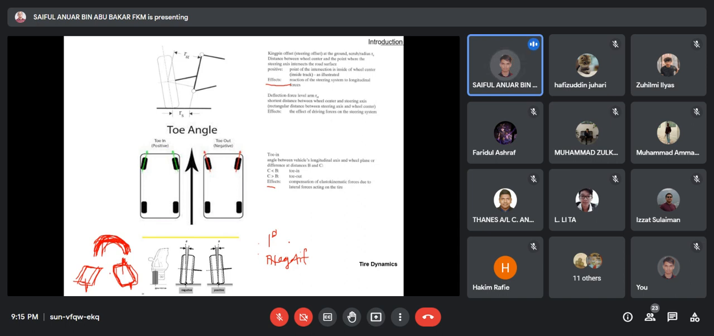Okay, for the front you can adjust it. There are two types of adjustment for the front. Basically, they're going to adjust the strut and the knuckle.